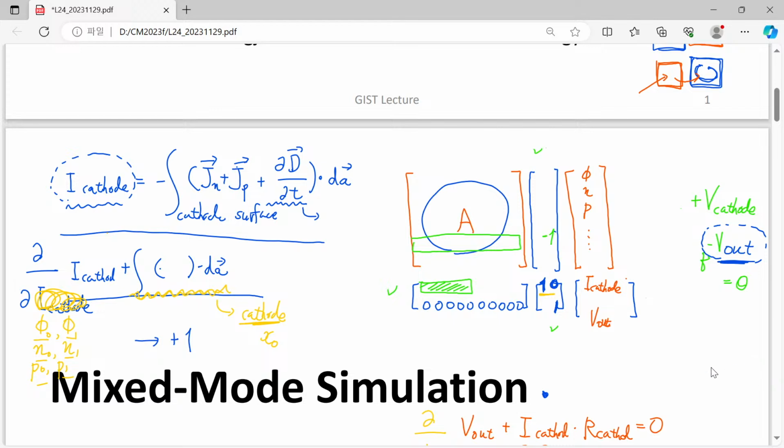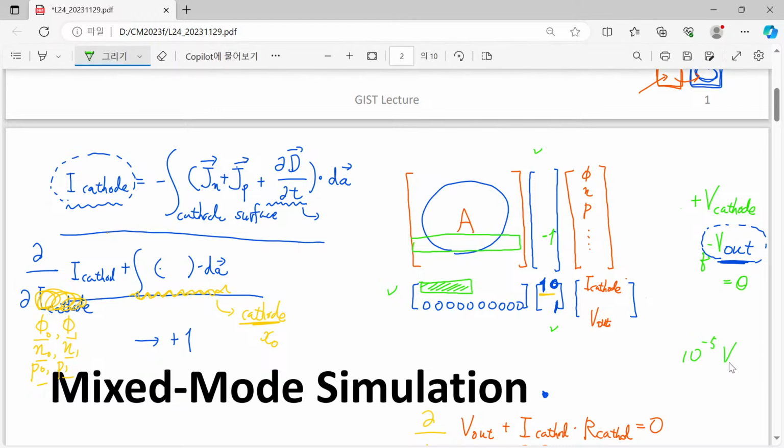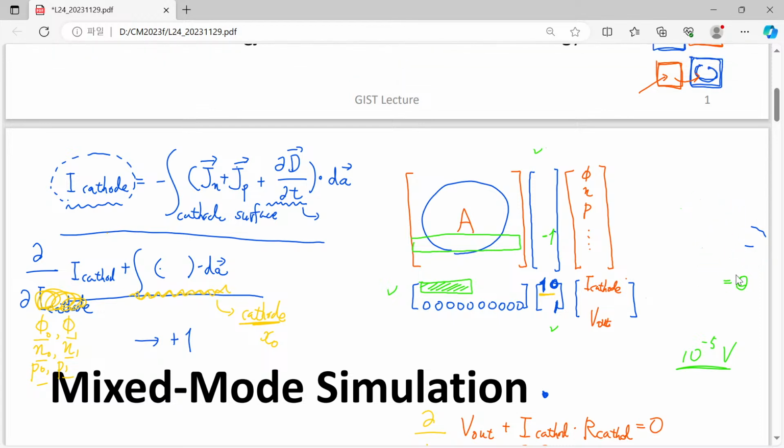So in order to get the maximum potential difference smaller than 10 to the minus 5, it takes just 5 or 6 Newton iterations on average. If it takes, for example, 50 or 60 Newton iterations to get a solution, then certainly something is obviously wrong.